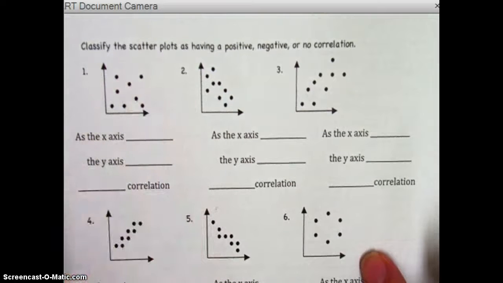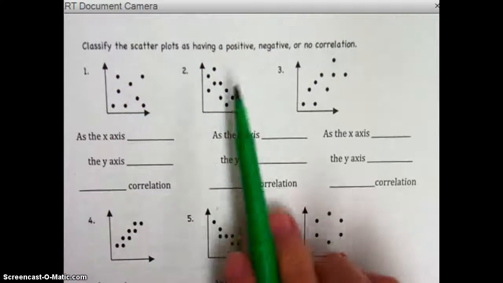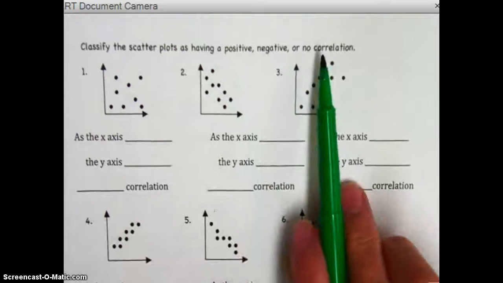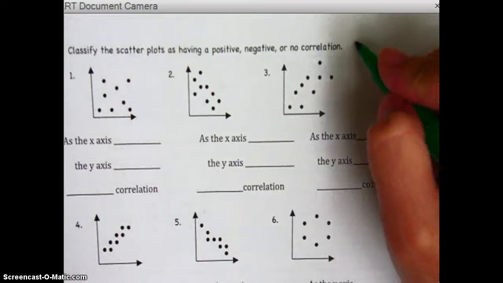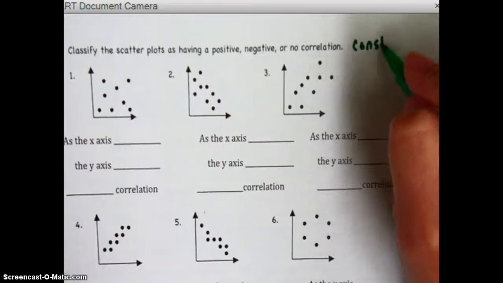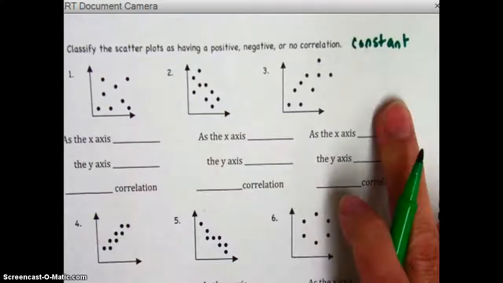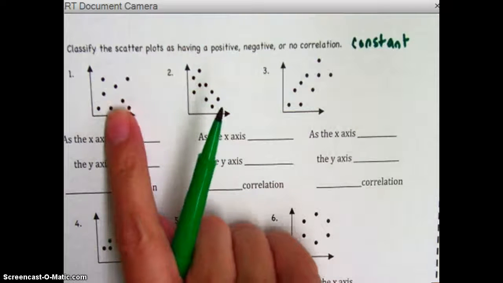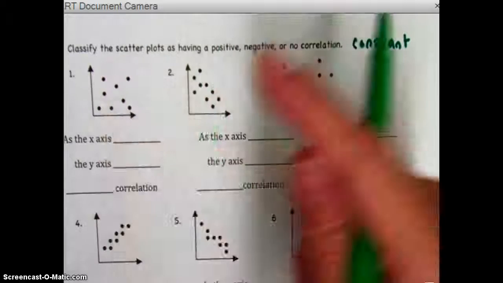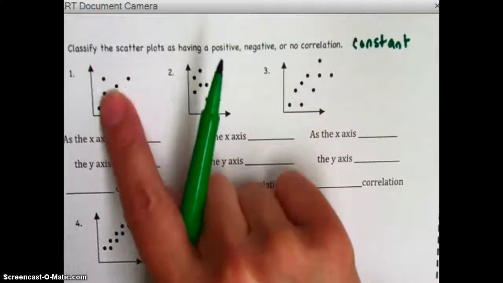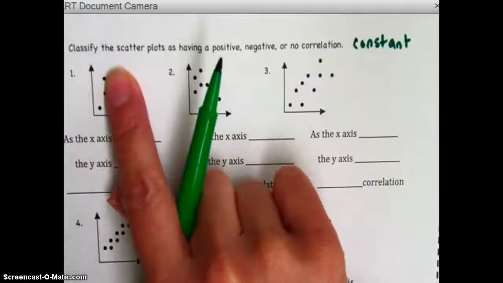These are coordinate points. And you have positive, negative, no correlation, and there's also something called constant. There's a constant correlation. And so we're going to match these up. Notice that these points here, they're scattered. That's why it's called a scatterplot. They're scattered everywhere. There's no kind of pattern or anything.